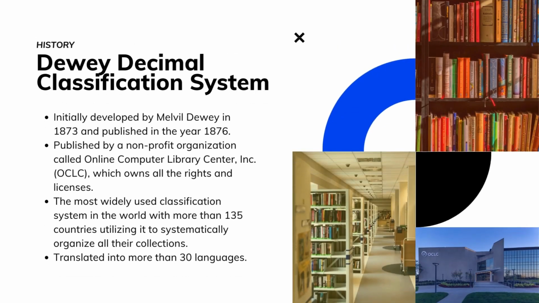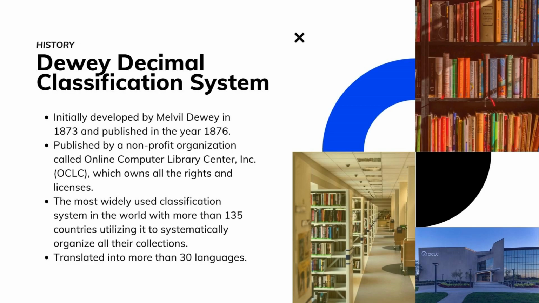The Dewey Decimal System was initially developed by Melville Dewey in 1873 and was published in the year 1876. It is now maintained by a non-profit organization named Online Computer Library Center Incorporated, or OCLC, which owns all its rights and licenses. This is the most widely used classification system in the world, with more than 135 countries utilizing it to systematically organize all their collections.